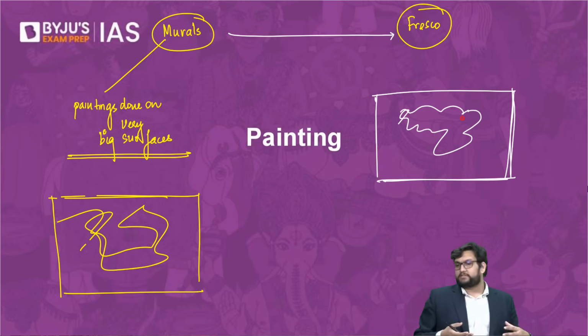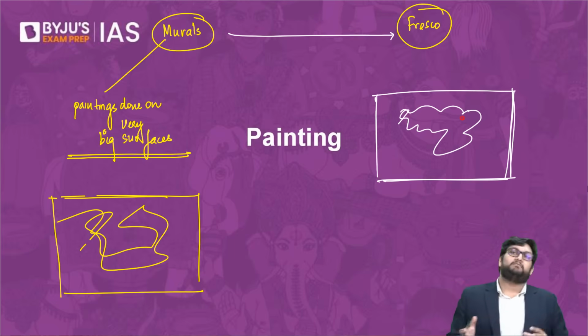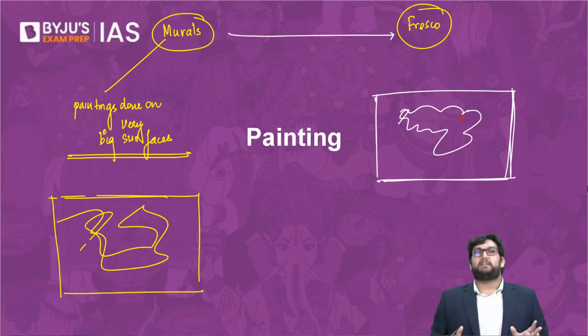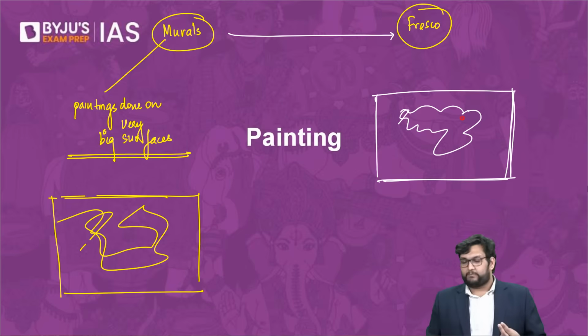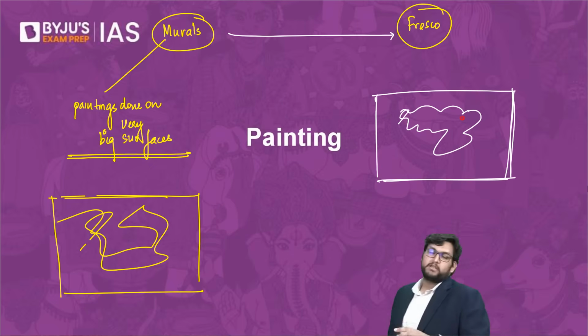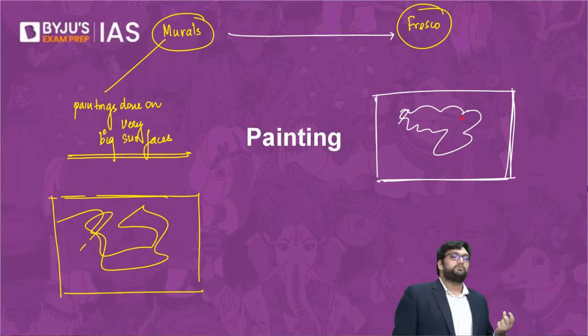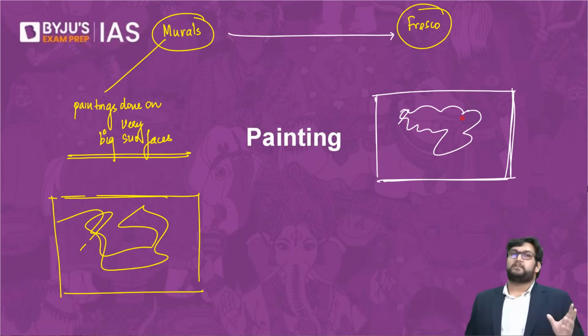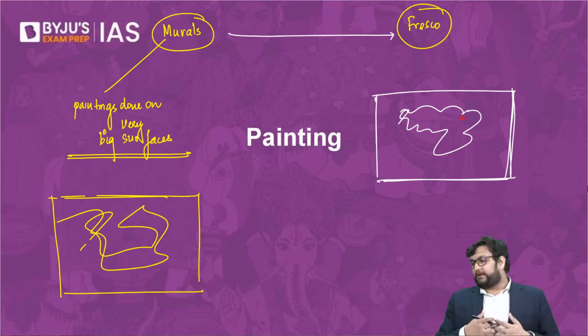So frescoes generally survive better than other murals because of the way they are done. When we talk about the cave paintings which we are seeing, most of them are actually frescoes. But the bigger word which we use is mural. Mural is nothing but a big painting done on a very big surface and has multiple dimensions in it.